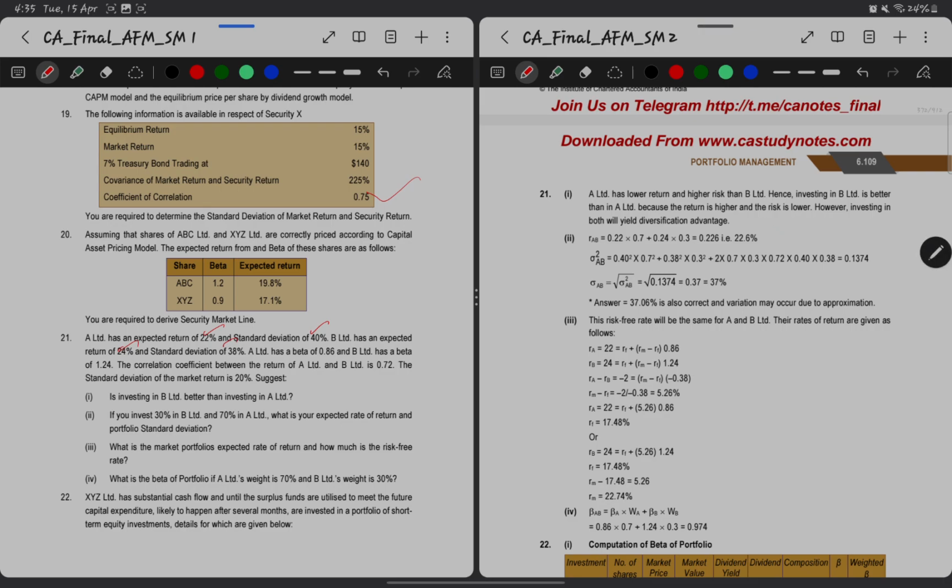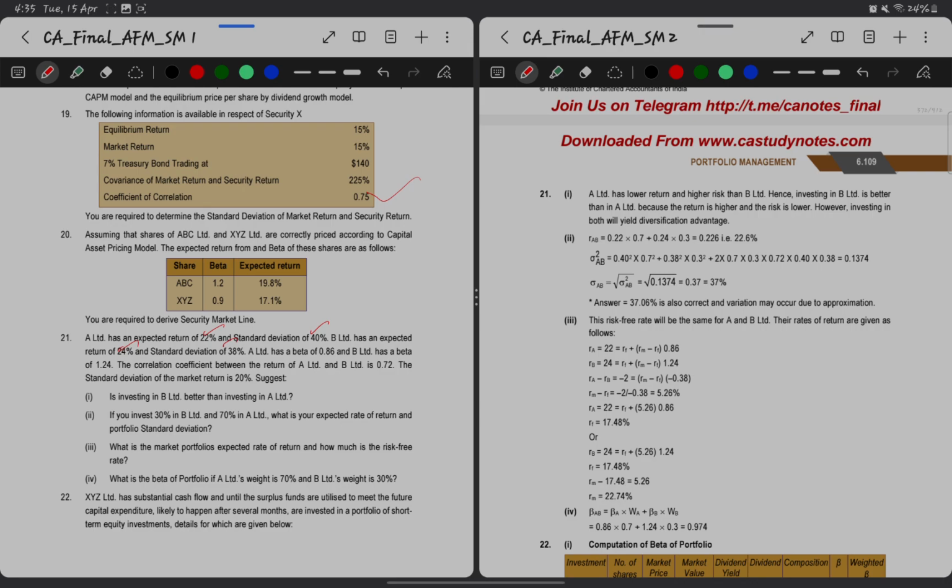Same thing ICAI has also given, and they've added one more point. If we invest in both shares, then we'll get the advantage of diversification, as the risk also will reduce for the same level of return, or the expected return will be more in some circumstances.